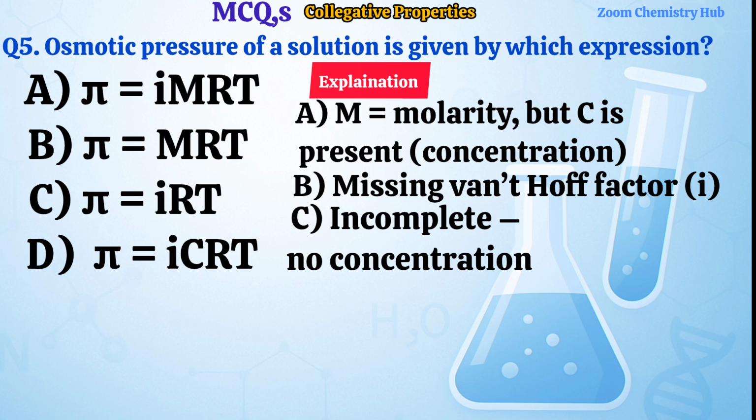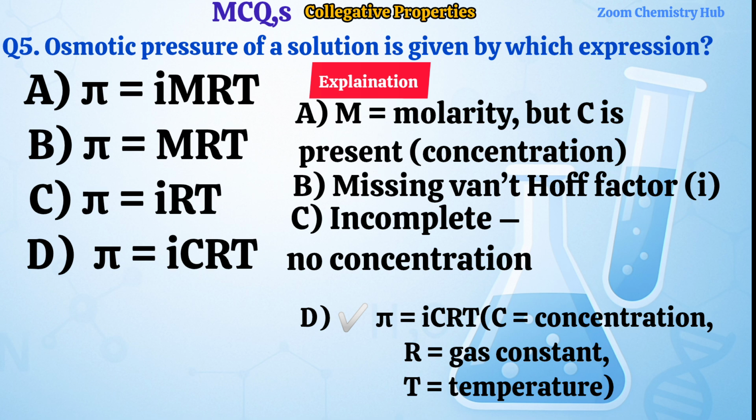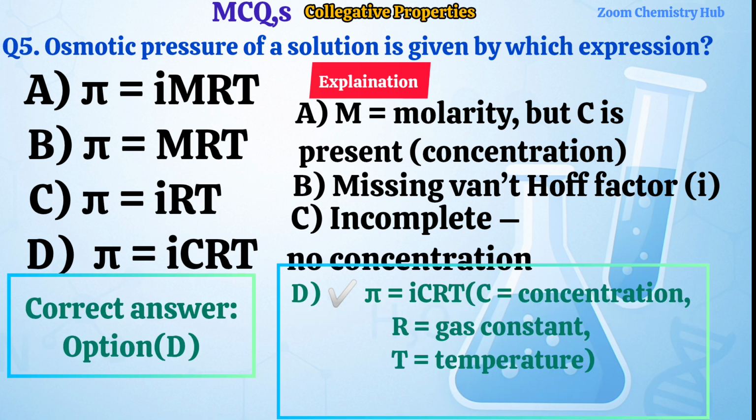And the last option, option D, that is osmotic pressure is equal to iCRT. It is the correct option. Here i is the van't Hoff factor, C is the concentration, R is the gas constant and T is the temperature. So the correct and complete expression for the osmotic pressure is osmotic pressure equal to iCRT. So option D is correct according to the question.